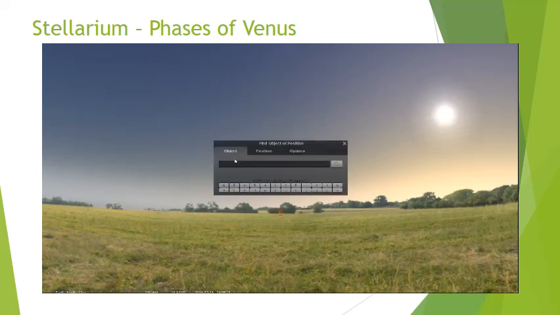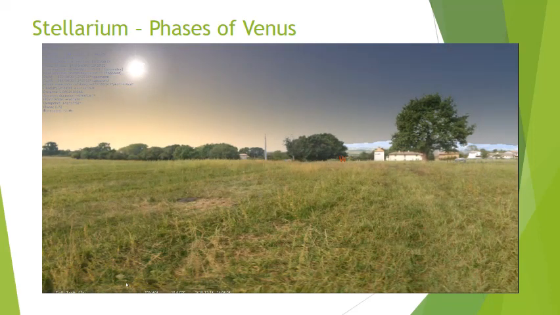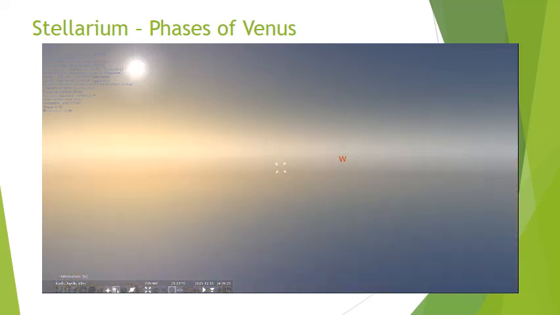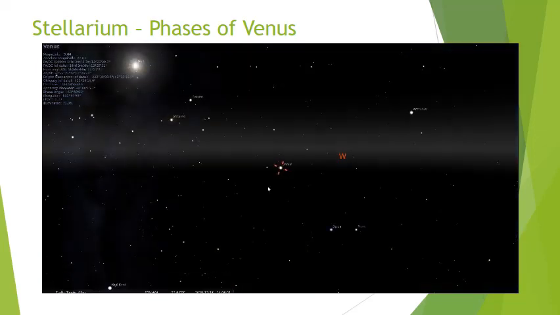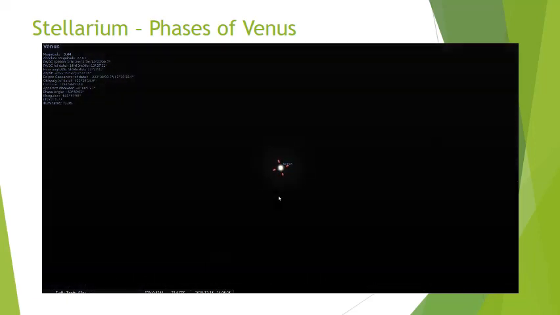Let's go ahead and find Venus. And again, it's below my horizon. Well, can I correct that? Sure. Let me just turn off my ground. Let me turn off my atmosphere so I can see it during the daytime. There's Venus. What I'm going to do is zoom in on Venus. Let me get a closer look at Venus.